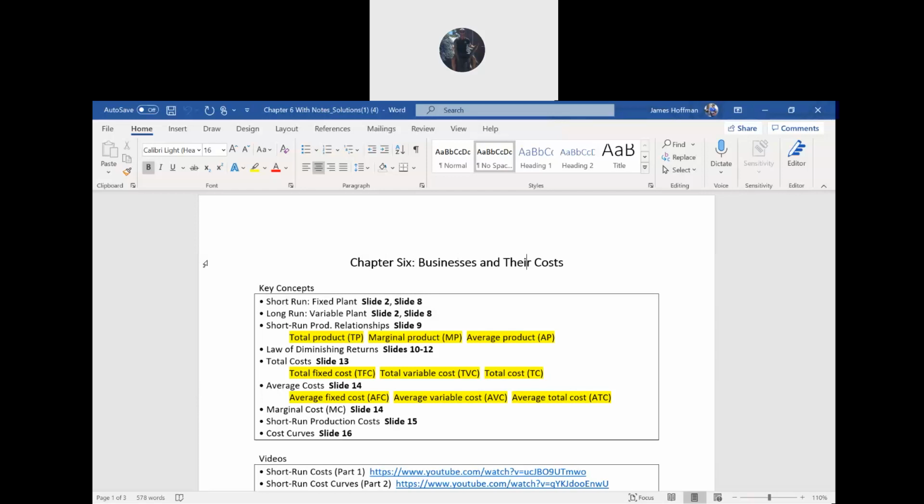Okay, so let's first make the distinction in microeconomics of short run versus long run. There's a short run period and a long run period, and they don't necessarily have to do with time. They have to do with how quickly the firm can make adjustments. So let's look at slides 2 and 8 and see if we can uncover the difference between short run versus long run in terms of how the firms make their decisions.